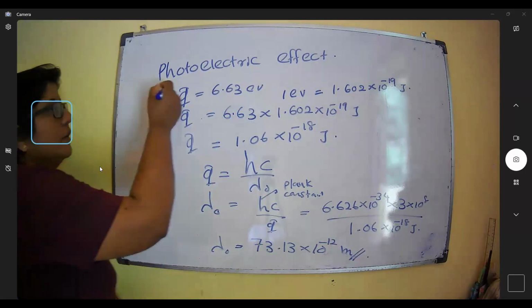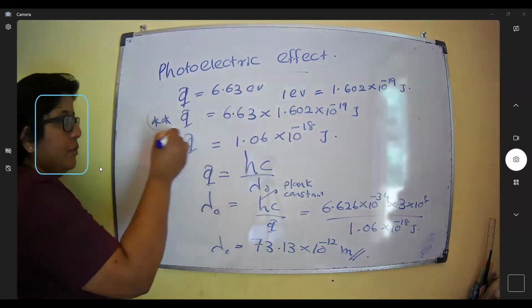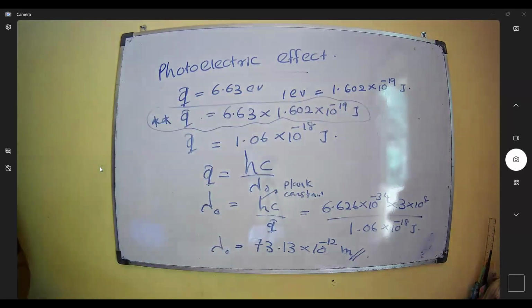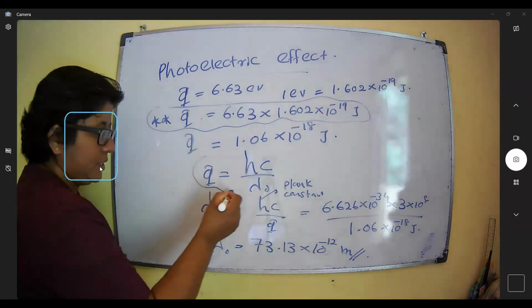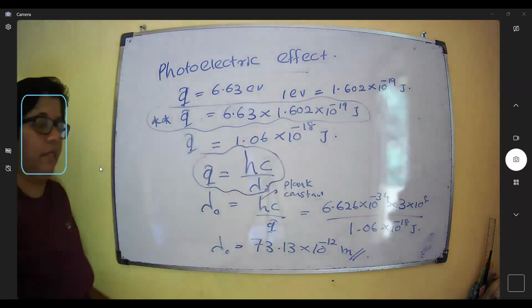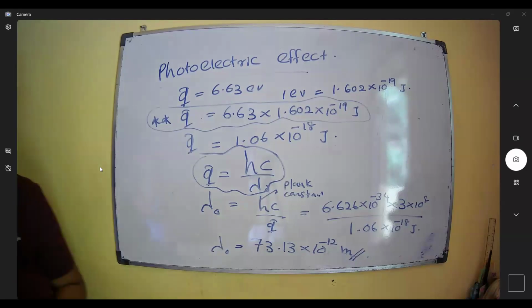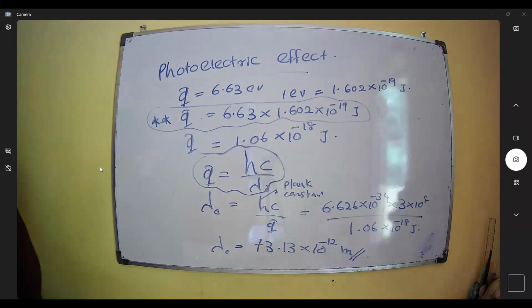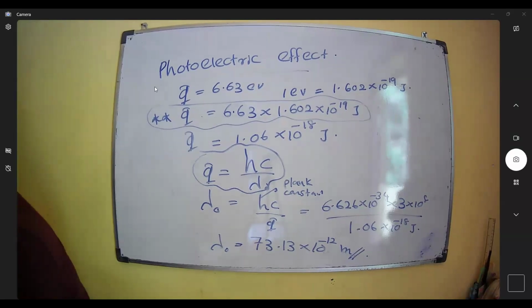Here, for the photoelectric effect, you should remember that the unit should be converted to joules, and the other thing is the equation relating work function and lambda. You have to remember that equation. This is the photoelectric effect we discussed last day in physics 1. In the next question we will see.